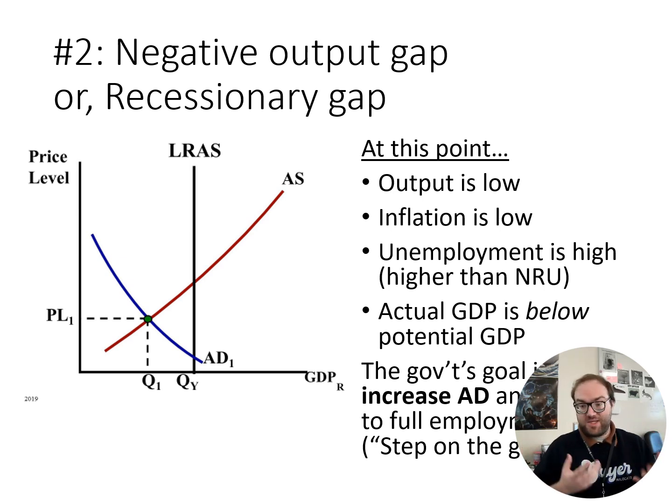So if we are in this situation, the government's job is to increase aggregate demand. They are going to try to step on the gas of the economy and try to stimulate it so it grows and we can get back to full employment. So if we're in this kind of output gap, we want to grow the economy. We want to try to increase aggregate demand, make more stuff to lower unemployment.